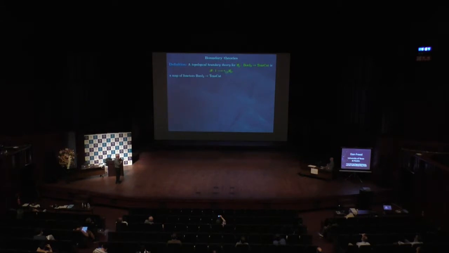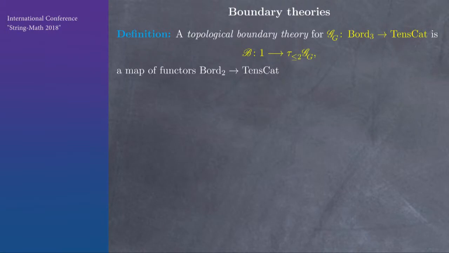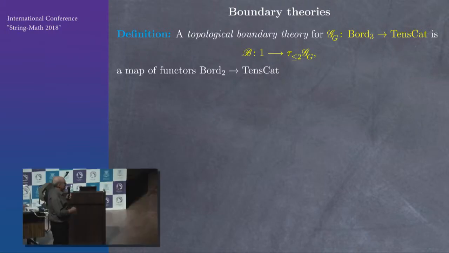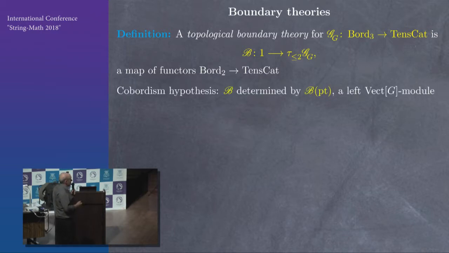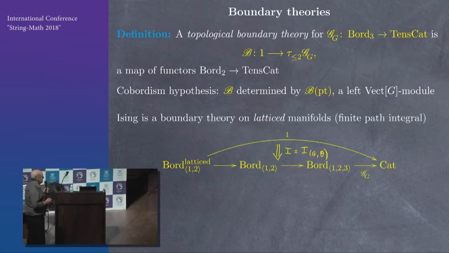Well, in this axiom system, a boundary theory is a map from the trivial theory to your theory, but we're not considering this gauge theory in 3 dimensions. We have to truncate it. We're only trying to do it in 2 and lower dimensions. And again, the cobordism hypothesis applies. And so if we have these topological boundary theories, it's determined by what happens on a point, and we'll come back to that. But the Ising model is not a topological boundary theory.